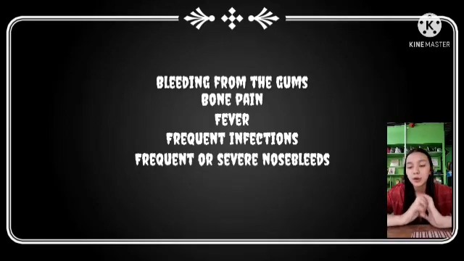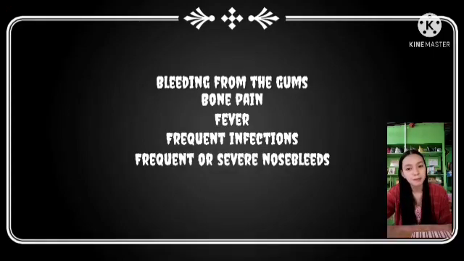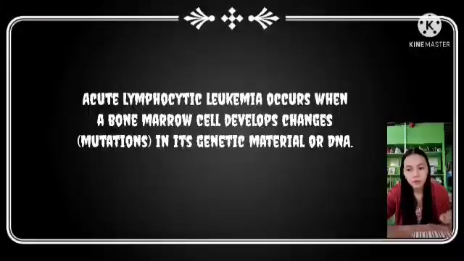So, ano yung mga causes kung bakit nagkakaroon tayo ng acute lymphocytic, bakit nag-occur yun? So, acute lymphocytic leukemia occurs when bone marrow cells develop changes or mutations in a genetic material or DNA. So, kaya pala tayo nagkakaroon nun kasi nag-occur siya sa bone marrow natin. So, merong cells na dinedevelop doon na nagkakaroon ng changes, which is yung genetic materials or DNA. So, ano ba itong DNA?